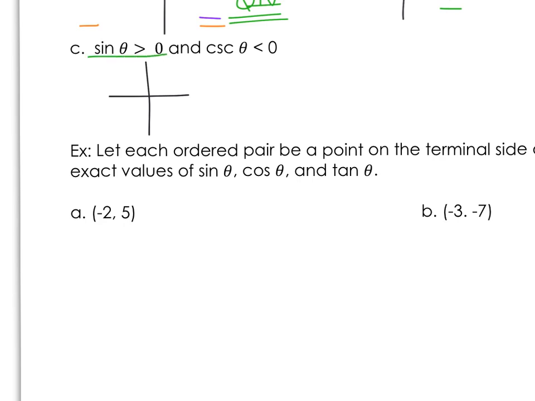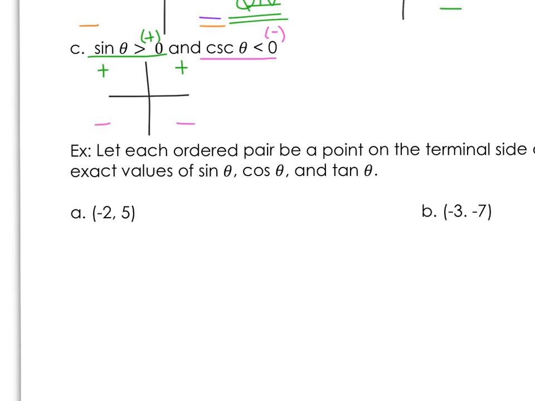If sine is greater than 0, that means it would be positive. Since sine is the y-coordinate, it's positive in quadrants 1 and 2. Okay, so this one's unique. Cosecant is less than 0, which means cosecant is negative. But cosecant is only negative when sine is negative, and that's in quadrants 3 and 4.